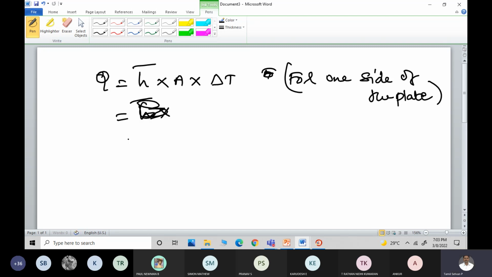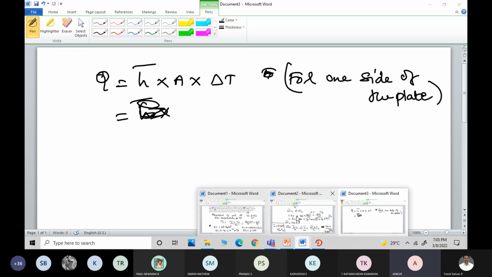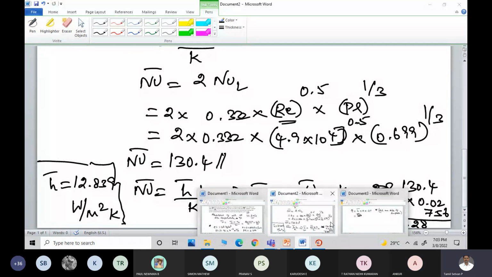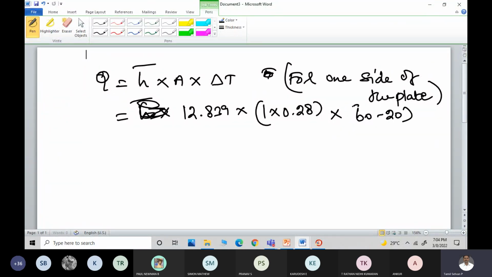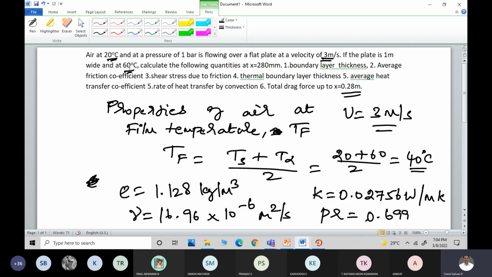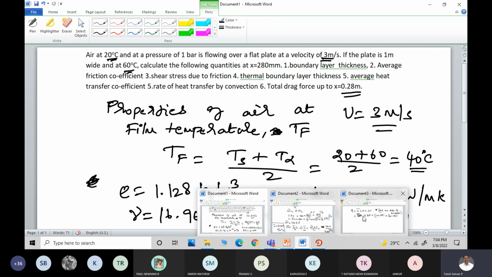What is the h bar value we got? 12.839. Yes, sir. So 12.839 into area, 1 meter into 0.28. If both the sides were asked, then you have to multiply it by 2, into del T. Del T is 60 minus 20, because the plate surface is at 60 degrees and air is at 20 degrees. Is it fine?